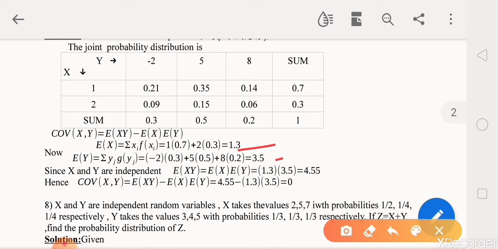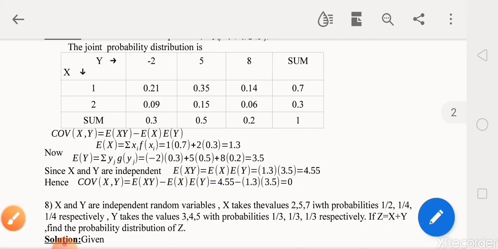Now we want expectation of xy. Again here we can use one formula. It is given in the note of video 1. Since x and y are independent, expectation of xy is equal to expectation of x into expectation of y. So it is 1.3 into 3.5 equal to 4.55. And when you substitute in the formula for covariance, it is observed that value of covariance is 0.